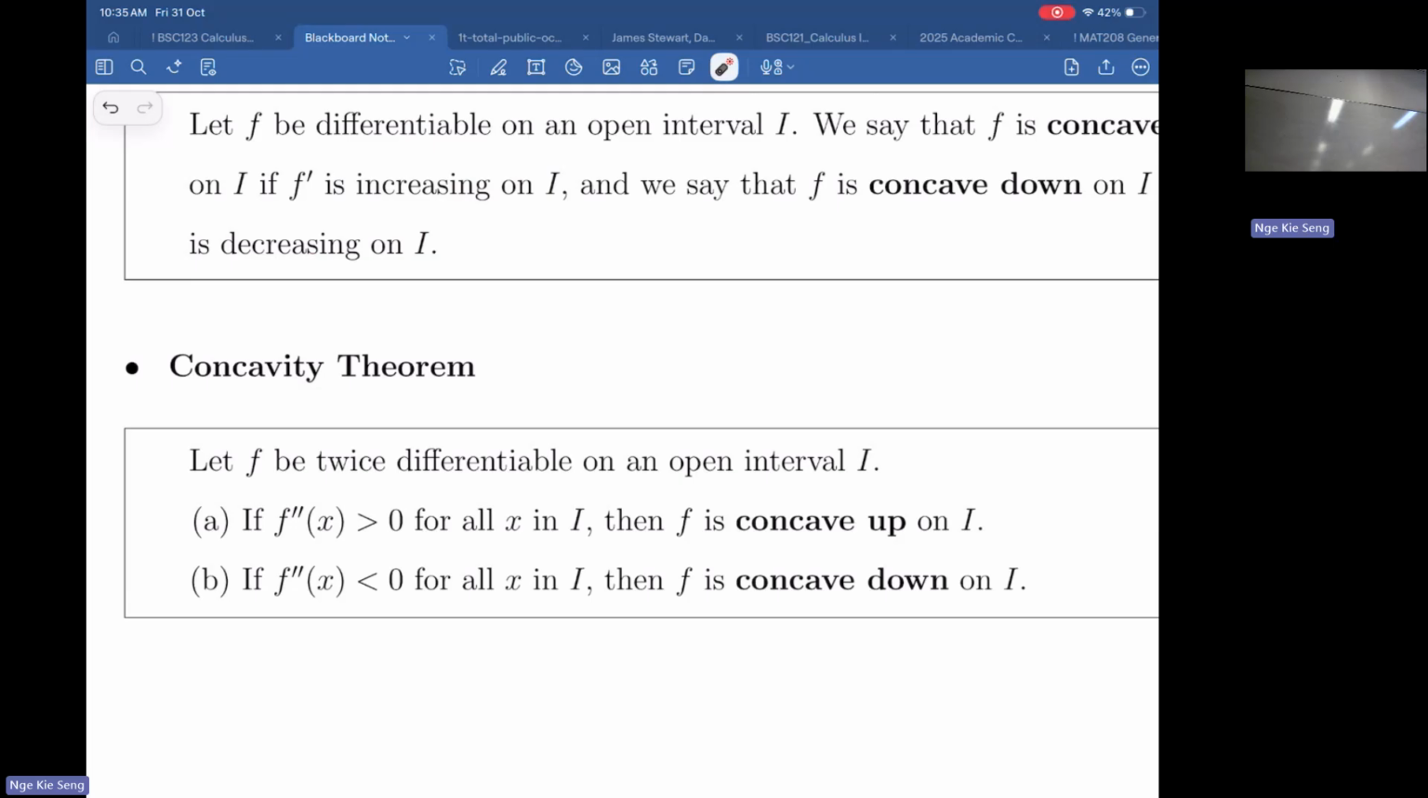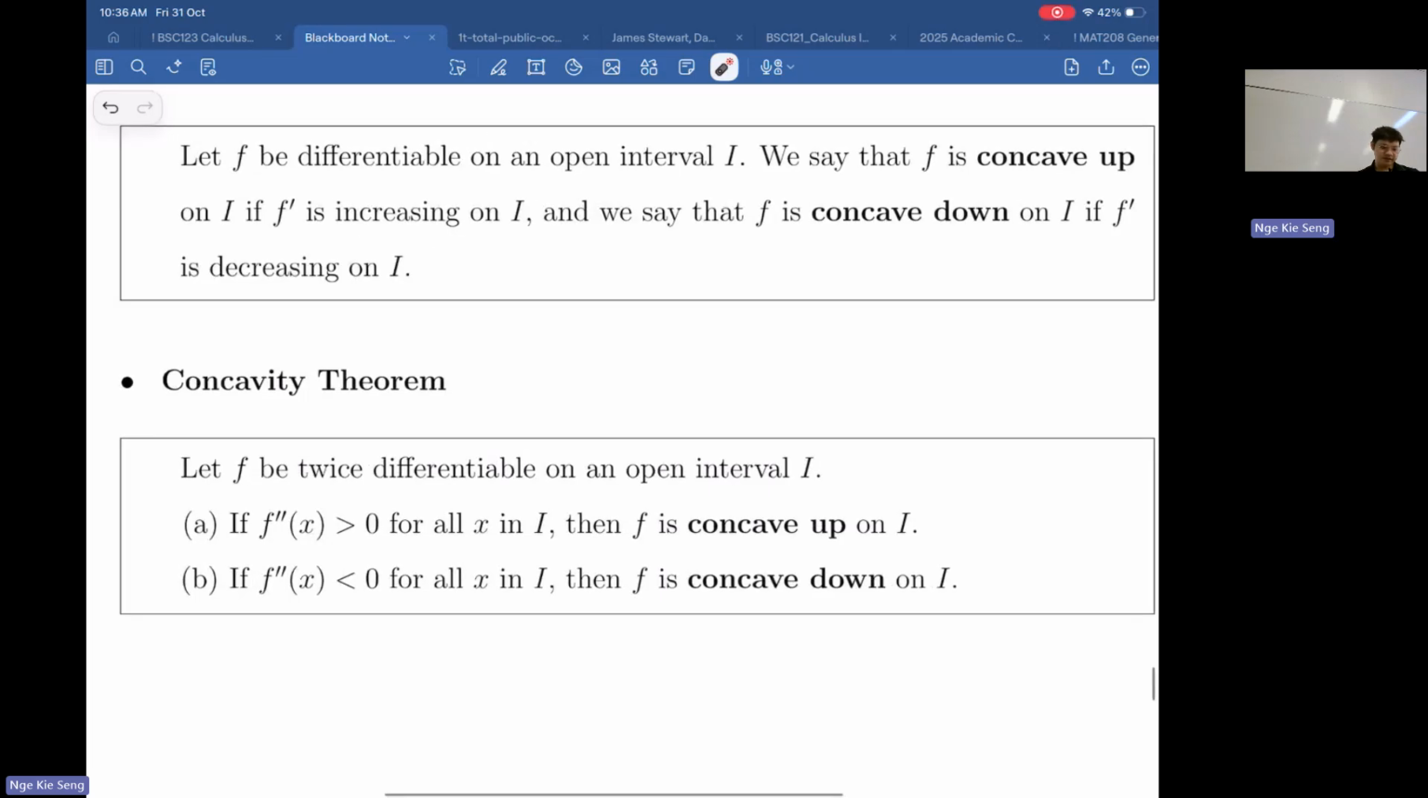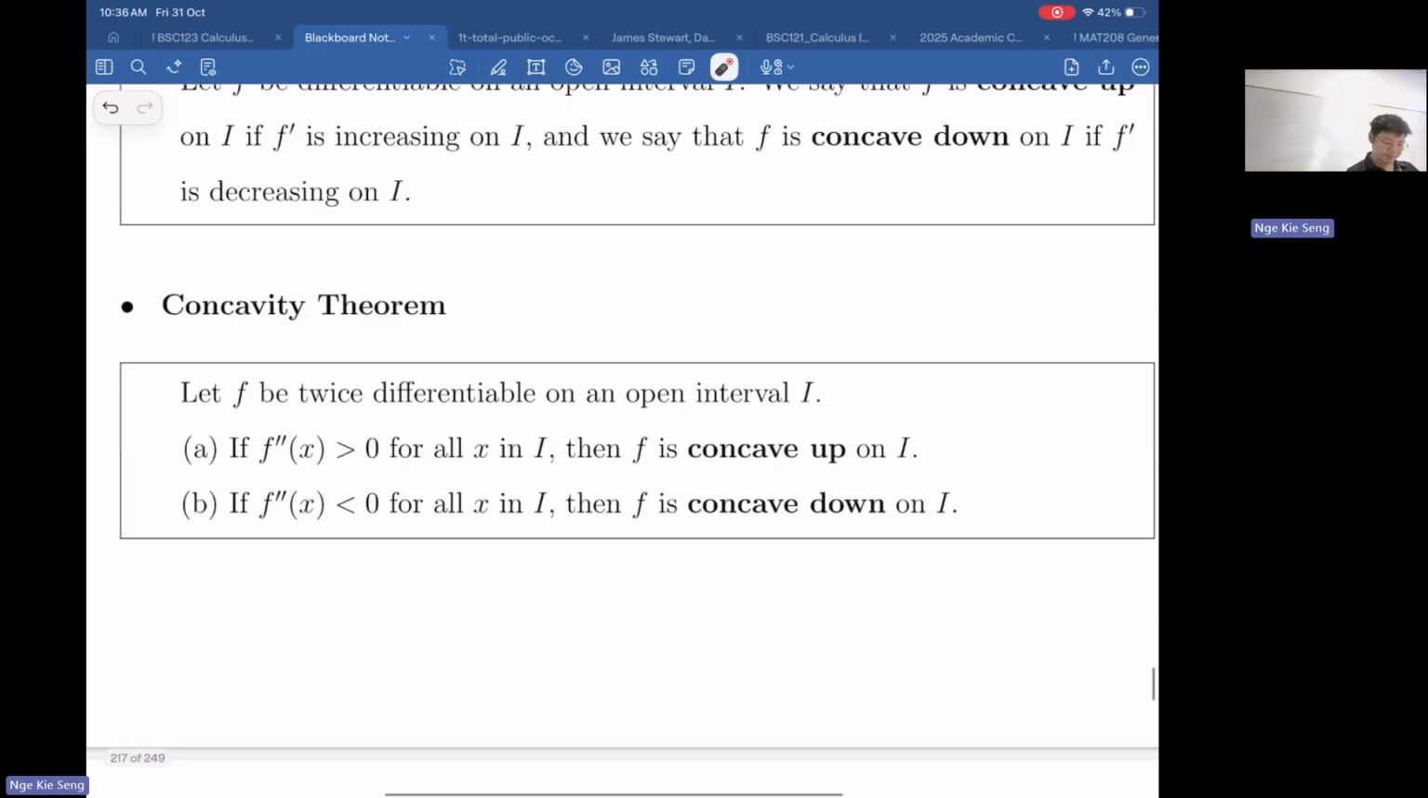velocity of the velocity is positive. What's the velocity of a velocity? Margaret? What's the velocity of a velocity? Acceleration. Okay. So if your first derivative is decreasing, then your second derivative is negative.